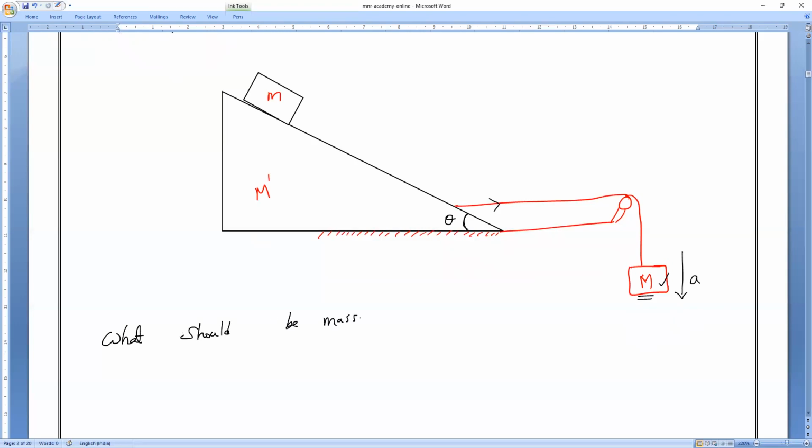be the mass of the hanging block? What is the hanging block, everybody? Capital M. Am I right or wrong? Yes. For which small m does not slide over M dash. Clear, everybody?